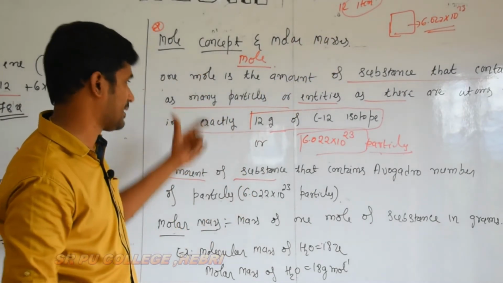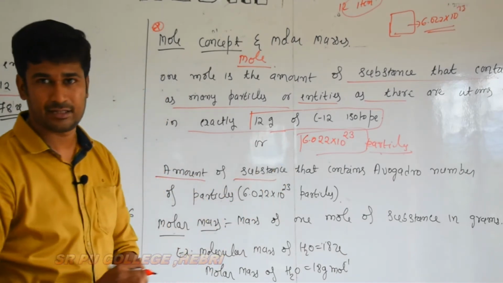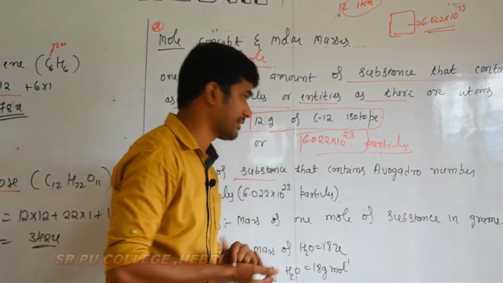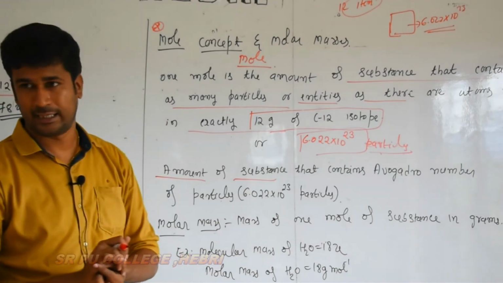Okay, if this is difficult for you, you can write this definition: amount of substance that contains Avogadro number of particles, or amount of substance that contains 6.022 into 10 to the power of 23 particles.